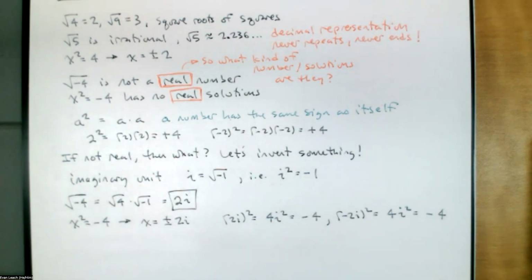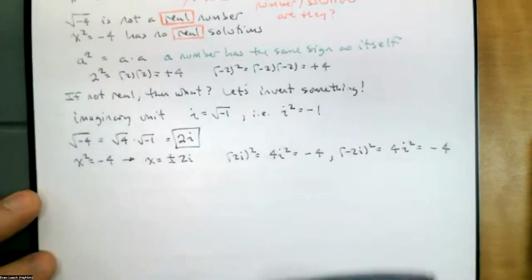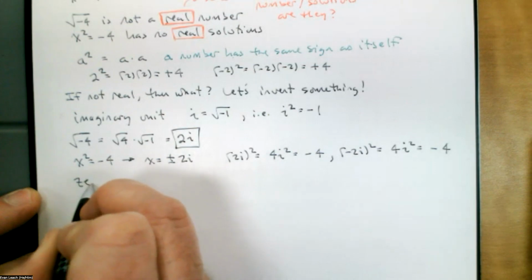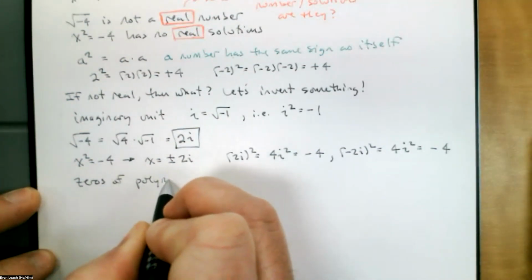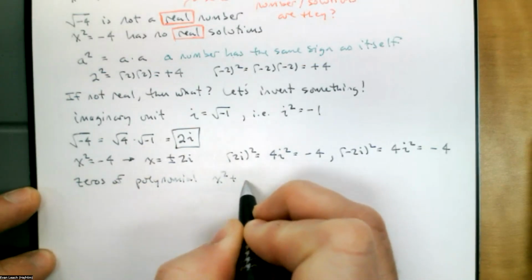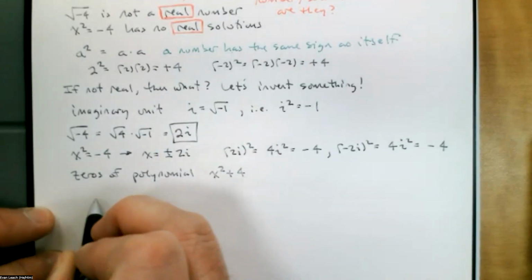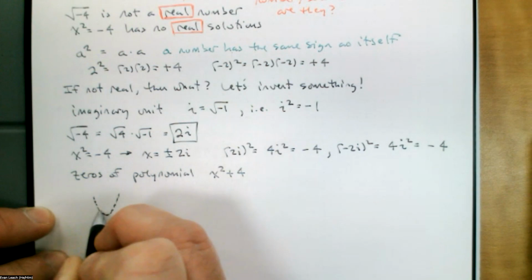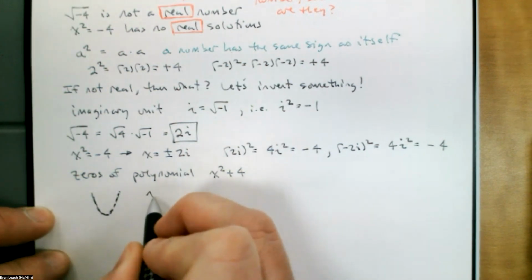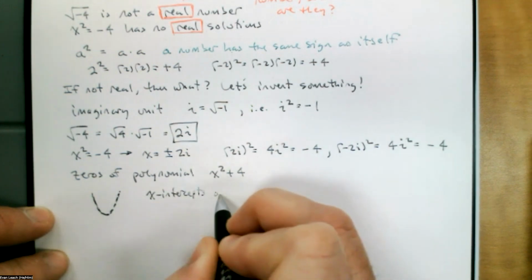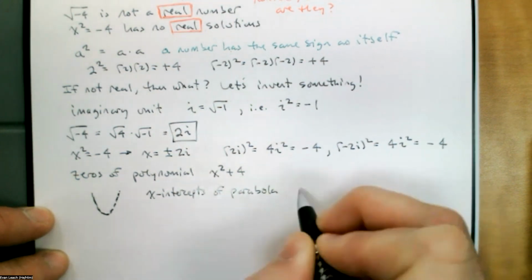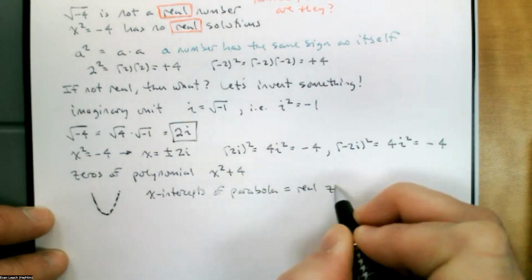Then we start wondering where this is going to show up. It showed up in this quadratic equation where x squared is equal to -4. So it shows up as the zeros of the polynomial x squared plus 4. Now, if we think about the graph of x squared plus 4, that's going to be the graph of a polynomial. That's going to be the quadratic graph or a parabola. And we know that the x-intercepts of a parabola are the real zeros of a quadratic.